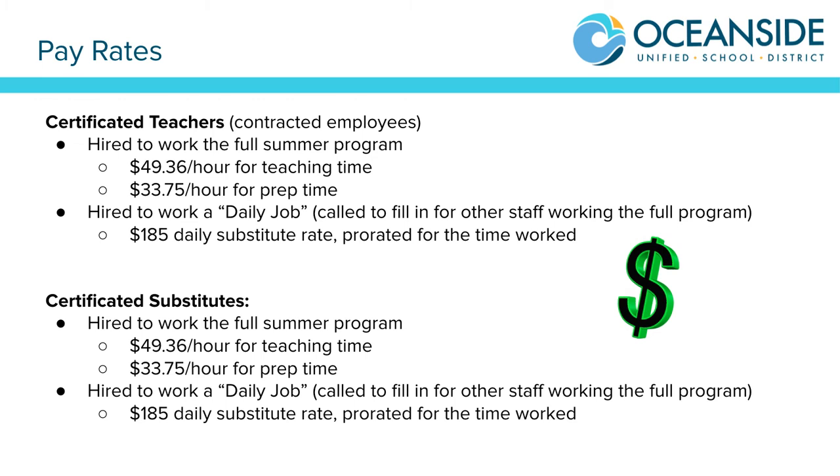Certificated substitutes who are hired to work the full program will also be paid at the teaching hourly rate of $49.36 and the prep time rate of $33.75. If you are a certificated substitute and are hired to work a daily job, that is, you are called to fill in for other staff working the full program, you will also be paid the daily prorated substitute rate of $185.